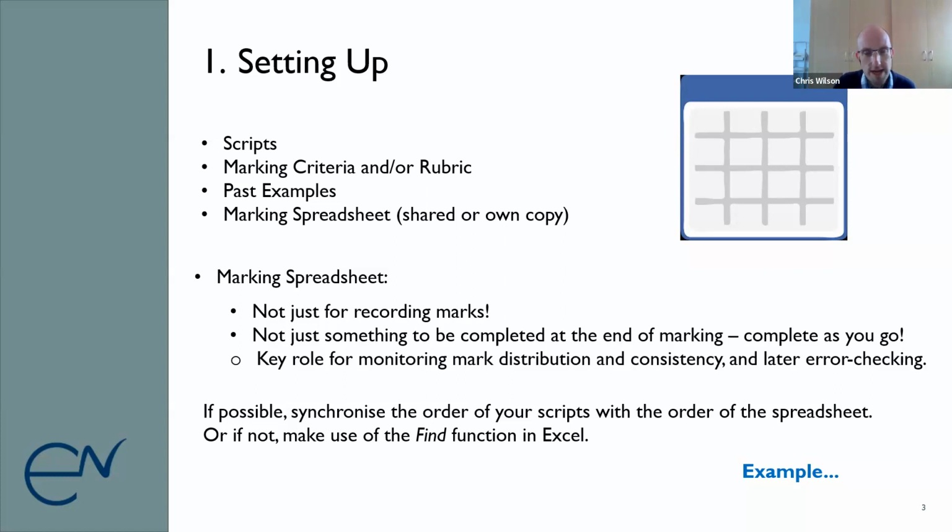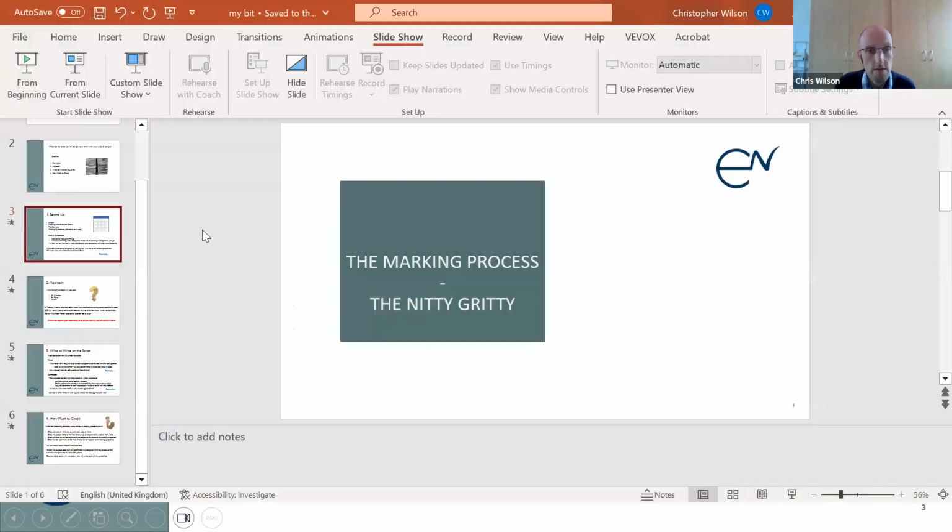To actually use the spreadsheet, I find it really useful to make sure the order of students on the spreadsheet corresponds to the order of students on my scripts. If I can do that, then I can mark in a concentrated manner without having to worry about who this student is or who that student is. If they're in the same order, I can just go down as quick as I can. Alternatively, if it's difficult to do that, then you might end up using the find function in Excel, which I'm just going to try and show you now.